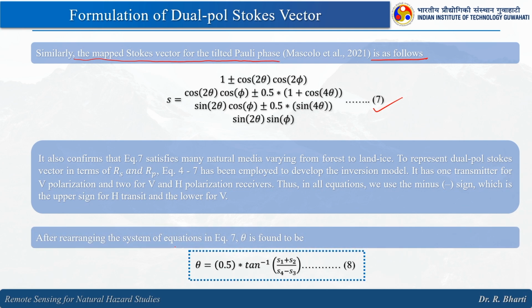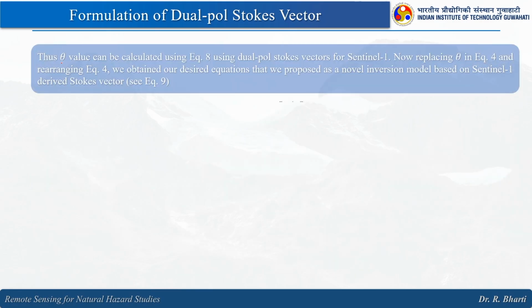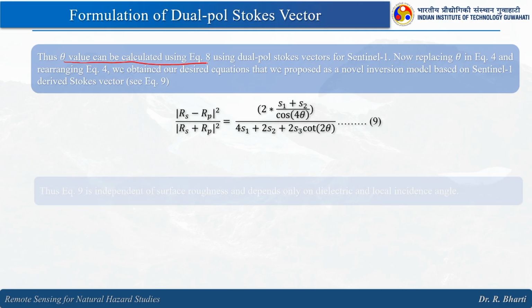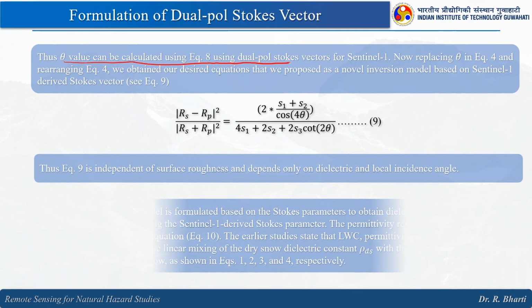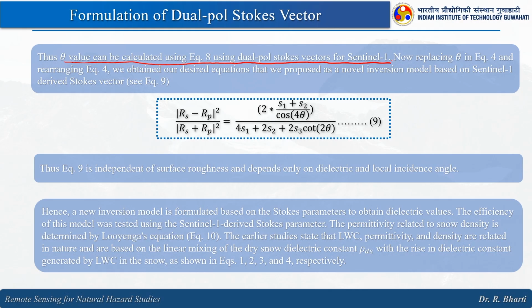After rearranging this, we have equation 8, which can be used to calculate the theta value. Here S1, S2, S3, S4 all are used. So, the theta value can be calculated using equation 8 with the dual pole Stokes vector for Sentinel-1. Now, replacing theta in equation 4 and arranging equation 4, we obtained our desired equation that we propose as a novel inversion model based on the Sentinel-1 derived Stokes vector.